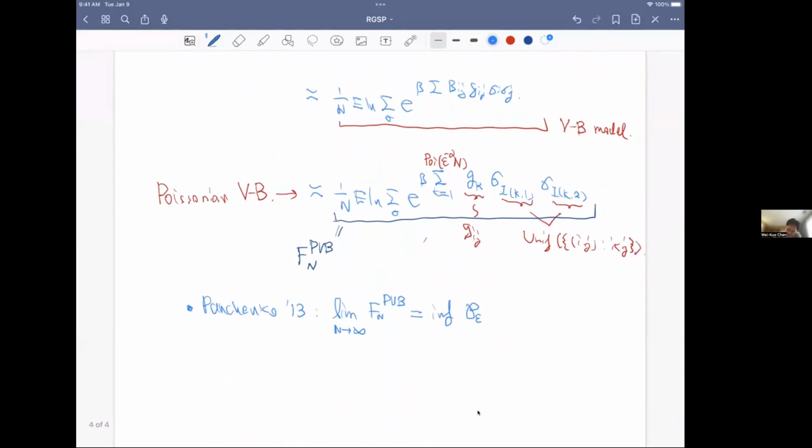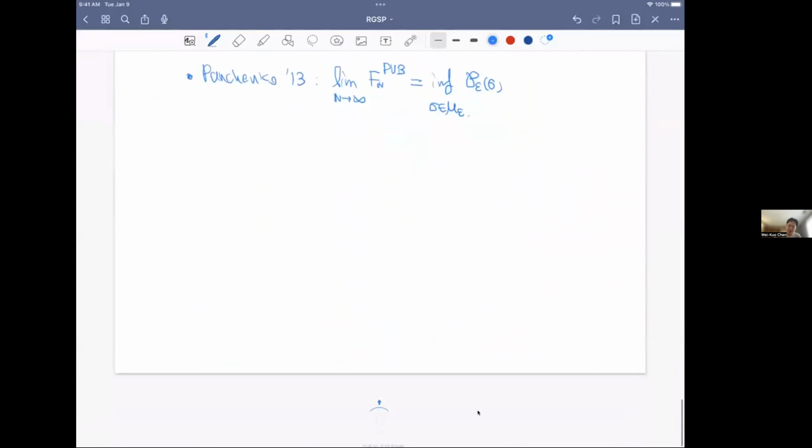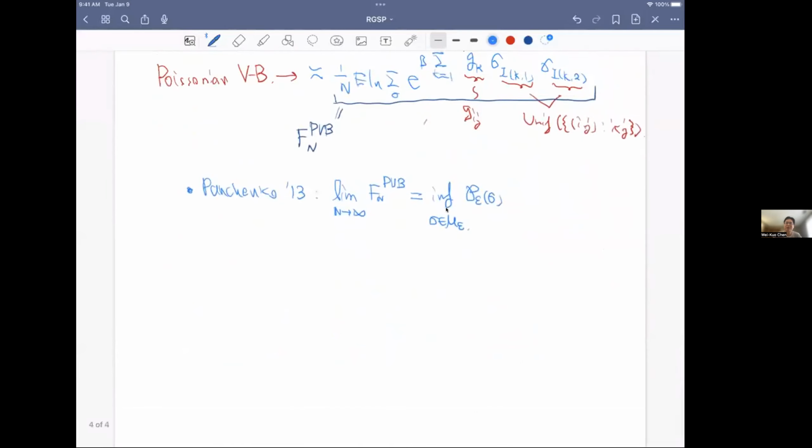This is a functional defined on a very abstract space in terms of sigma, where sigma is inside M_epsilon. Let me explain what this means. This looks very neat. So what are these sigmas? What does sigma mean in this variational principle?